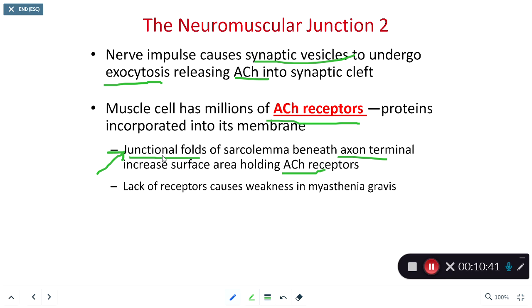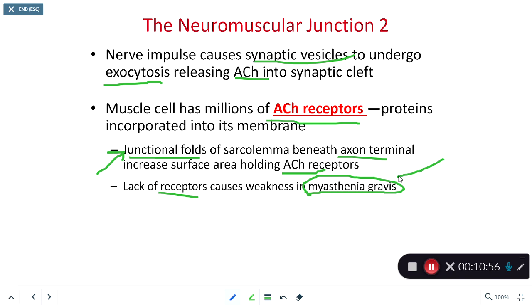Now, if we don't have enough acetylcholine receptors, there's a disease associated with that known as myasthenia gravis. So if we look at somebody with that disease state, myasthenia gravis, it's typically going to be associated with an inappropriate number of receptors for acetylcholine, not an inappropriate amount of acetylcholine, and not an inappropriate amount of electrical activity of the motor neurons.